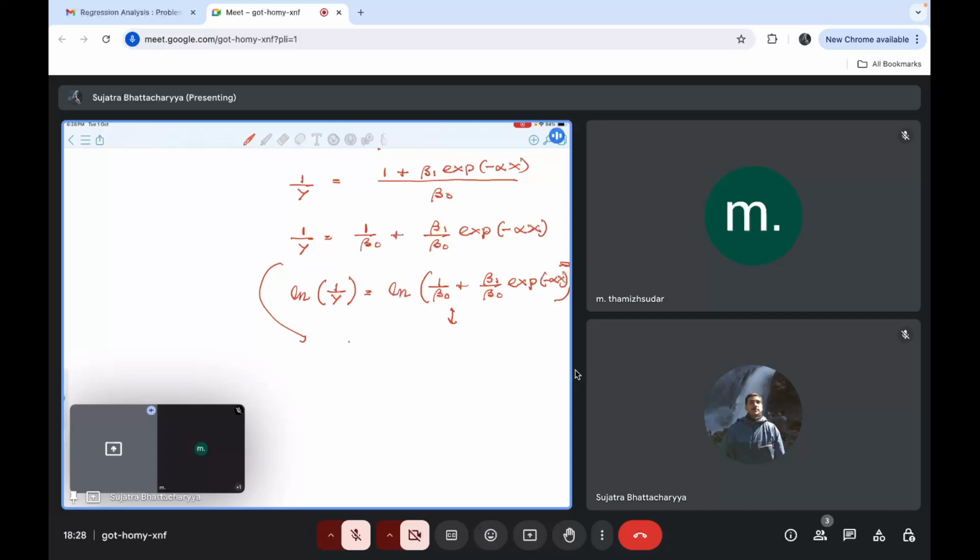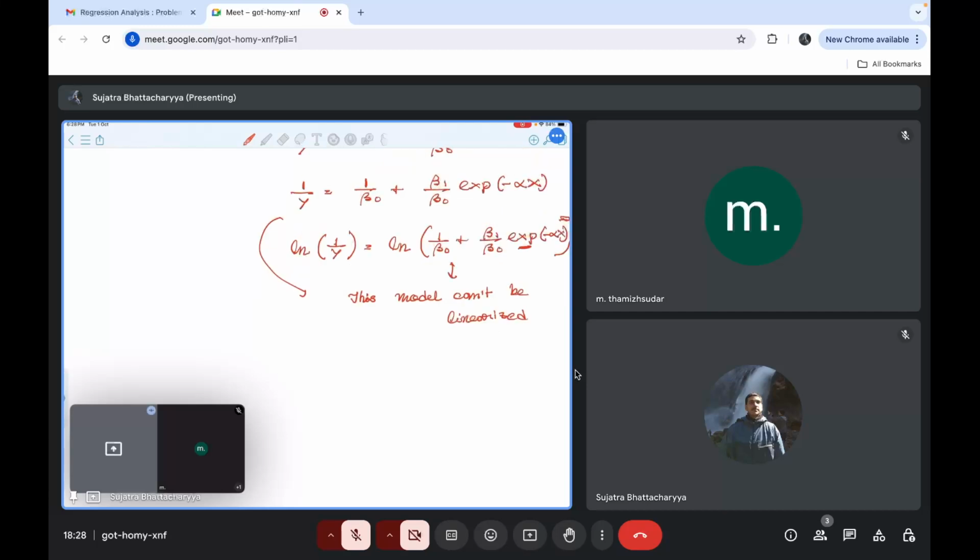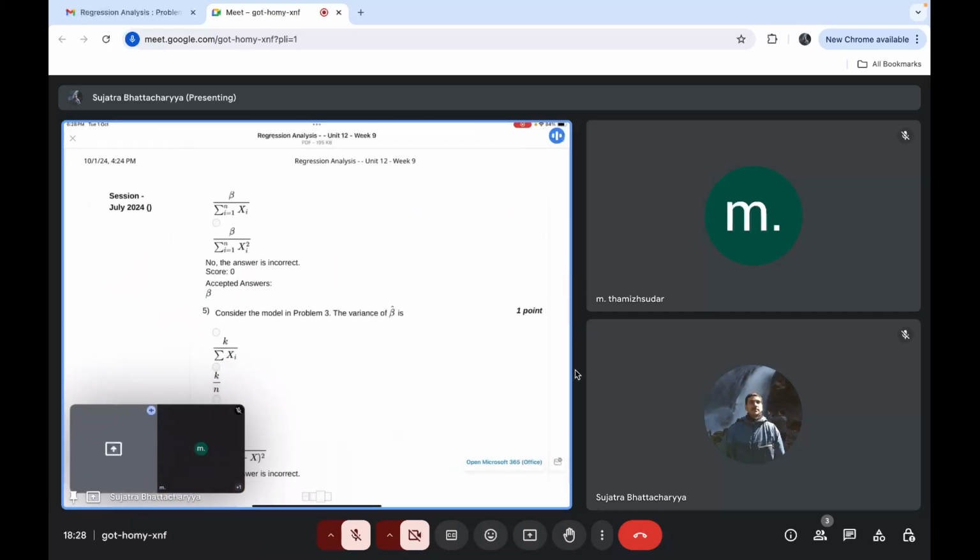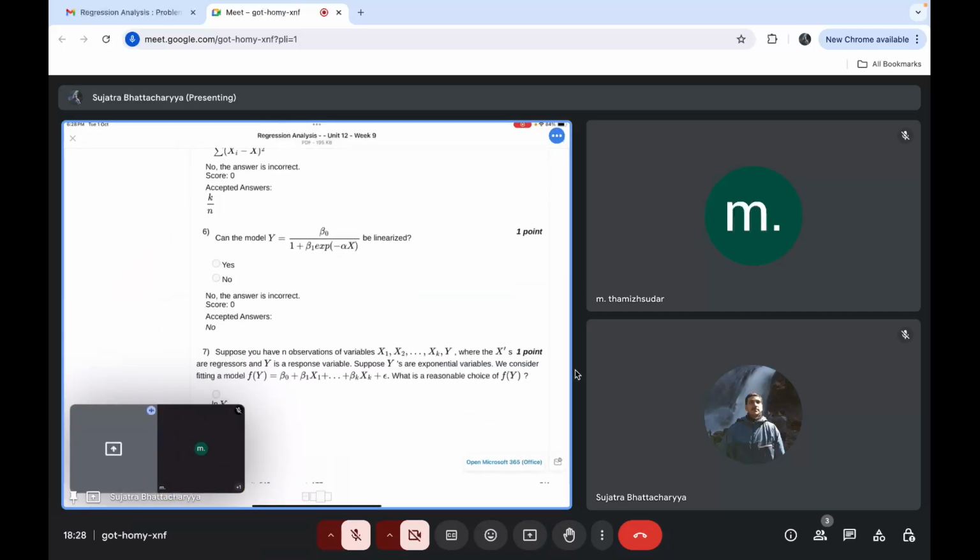So therefore, this model cannot be linearized. Because if you take log to remove the exponential function present here, you have to use some way to separate out these two things. But log cannot separate these things. Log of a plus b cannot be written as log a plus log b. So that's why it cannot be linearized. Fine. So its answer is no. Let's go to the next question.